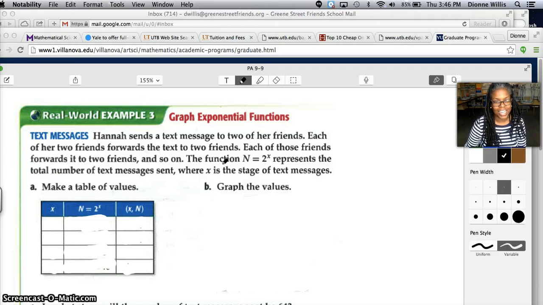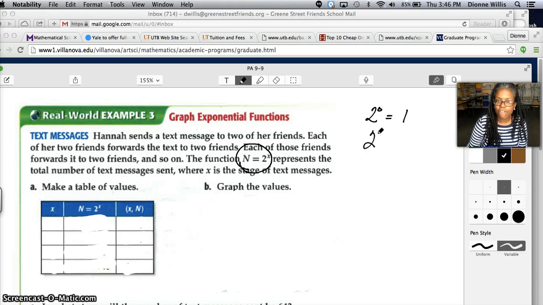What we need to do here is recognize that this relationship, n is equal to 2 to the x power, represents the total number of text messages sent at x stages of the text message. So what I'd like to do is think of Hannah having her text message to herself as the beginning, as the 0 power. And 2 to the 0 power is 1. One person had the text message.